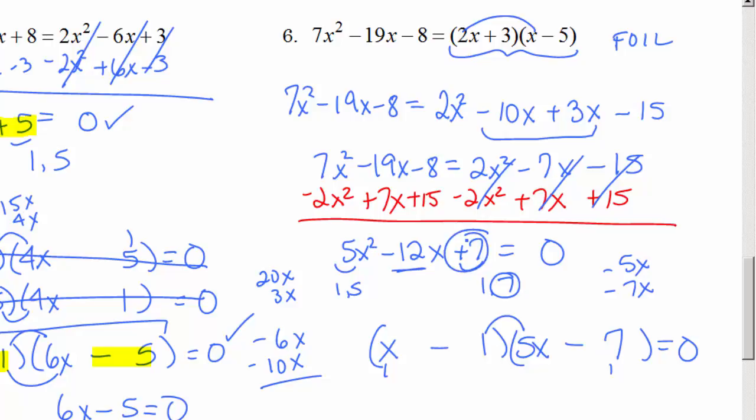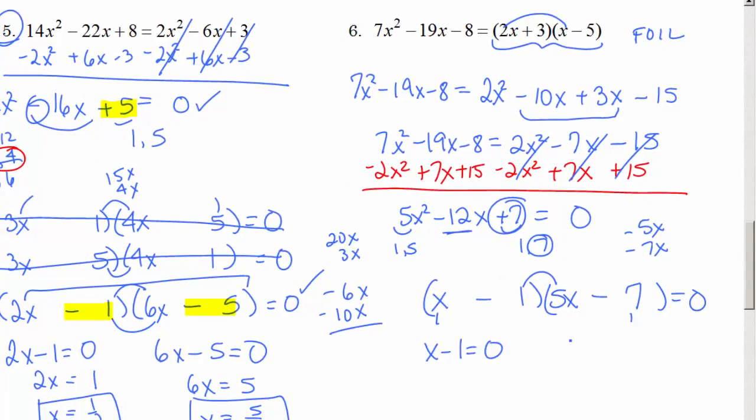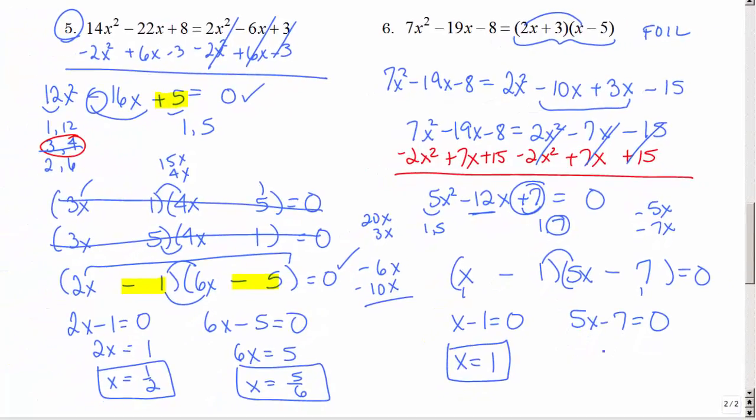Checking my signs. I think I'm good. Set each factor equal to 0 and solve. So I'm adding 1. Here I'm adding 7 and dividing by 5. Again, very long. Haven't done anything quite this in-depth in this class yet.